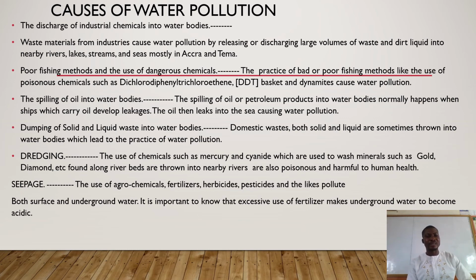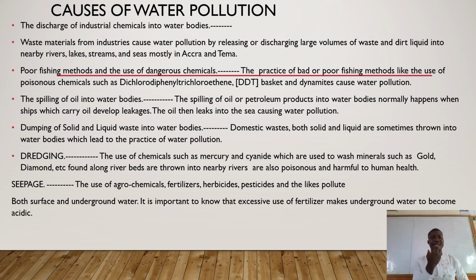The last point is seepage. What is seepage? The moment we hear the word seepage, you know we are going to use agrochemicals, fertilizers, herbicides, pesticides, and the likes. So seepage is the use of agrochemicals, fertilizers, herbicides, pesticides, and the likes to pollute both surface and underground water.